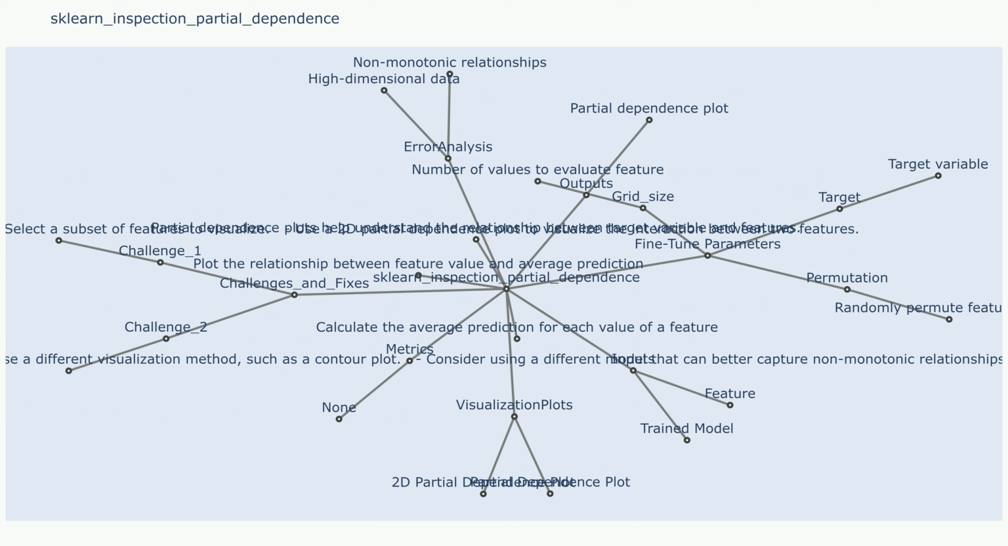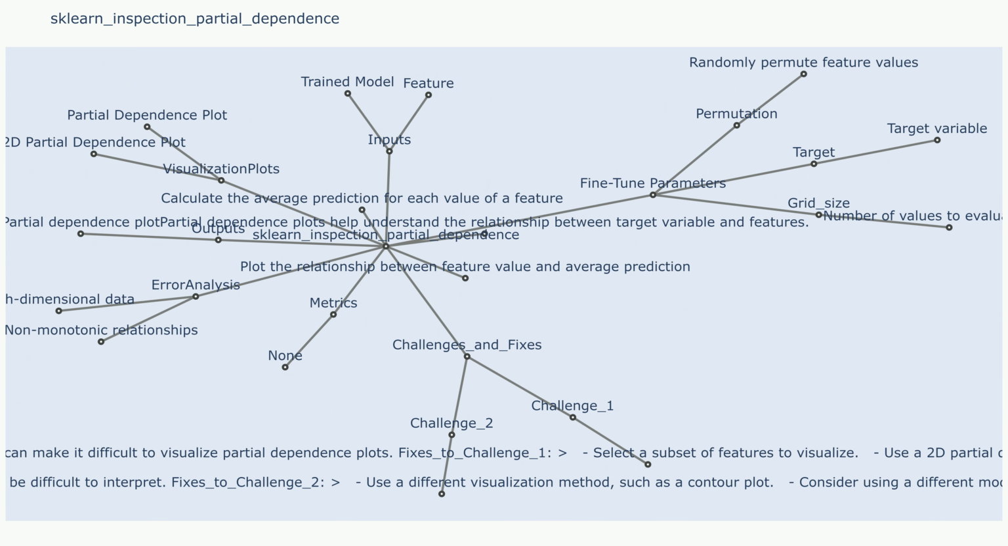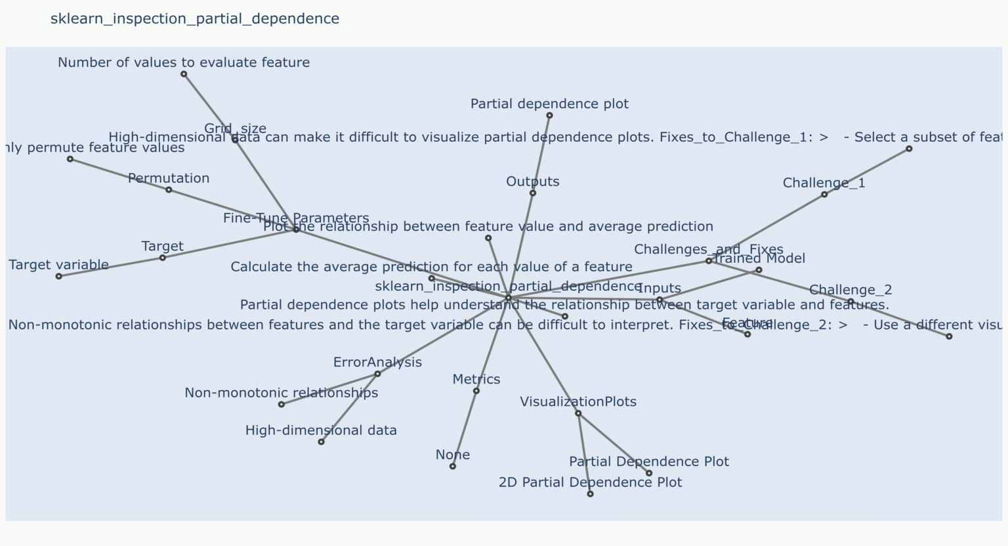Steps: feature selection: specify the feature you want to analyze. Grid creation: create a grid of values for the selected feature. Prediction: for each value in the grid, predict the target variable for each observation in the data, while keeping all other features constant. Average prediction: calculate the average predicted value for each feature value in the grid. Visualization: plot the average predicted values against the corresponding feature values to create the PDP.